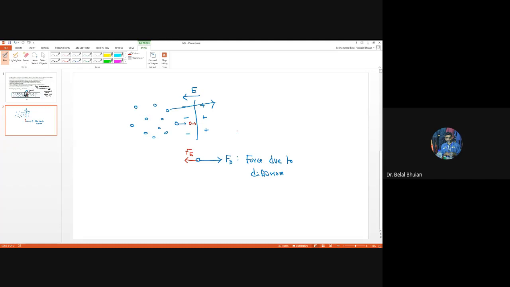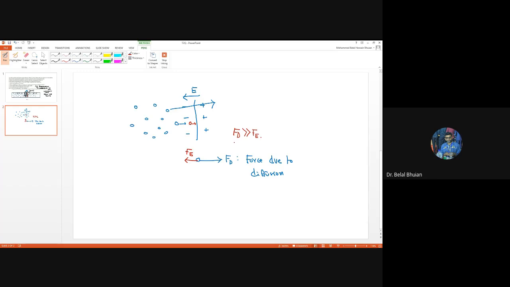So initially, since the concentration of holes is very high on the left-hand side and the concentration of holes is very low on the right-hand side, and also the layer of positive charge and the layer of negative charge is not that thick, the corresponding electric field is also quite small. So we can clearly say the force due to diffusion is much bigger than the force due to the electric field. So if this is the case, what will happen?